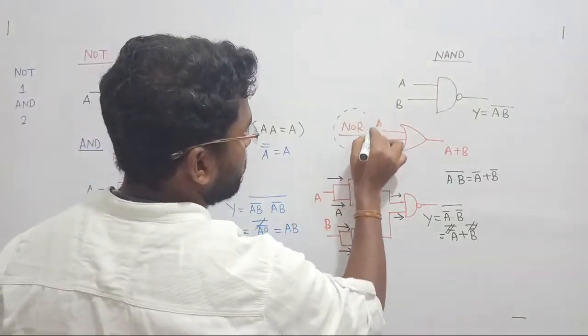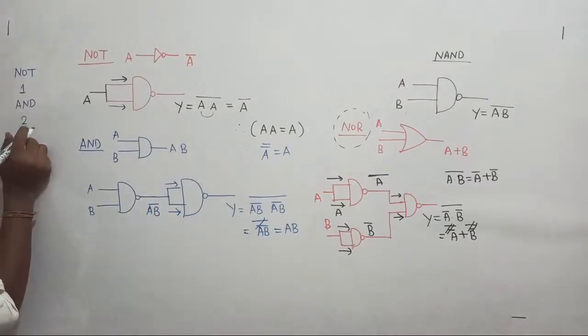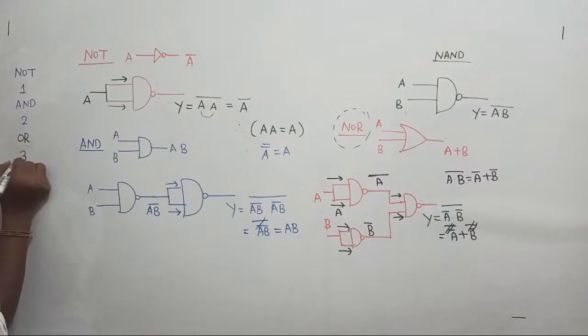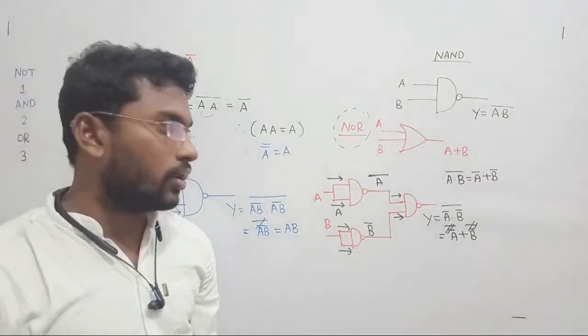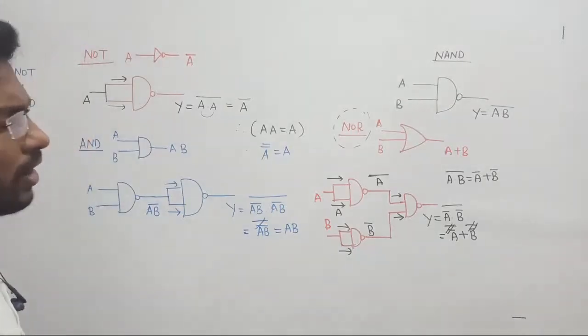If you want to realize an OR gate, at least I will need 3 NAND gates. Sorry, not NOR gate, OR gate. If you want to realize the OR gate, at least I will need 3 NAND gates. I'm repeating once again, that is the OR gate.